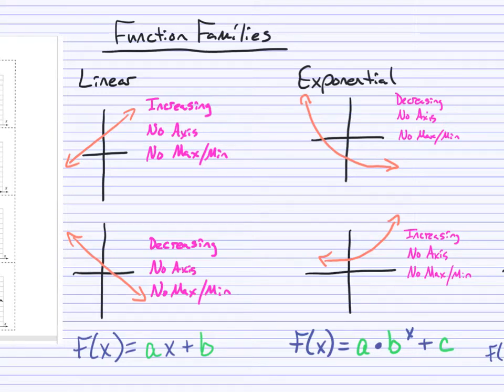This example has no vertical axis of symmetry and it has no horizontal axis of symmetry. This example also has no maximum because, again, it goes up and to the left forever and ever. And there's no minimum because it goes down and to the right forever and ever.